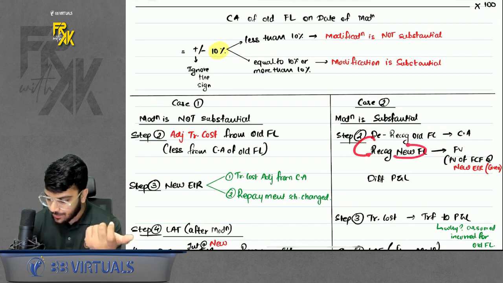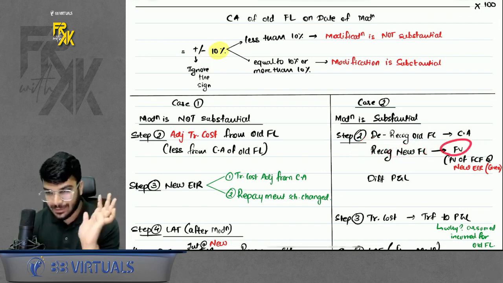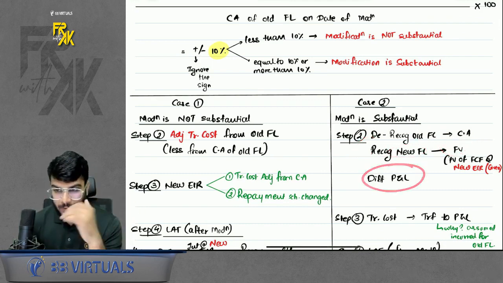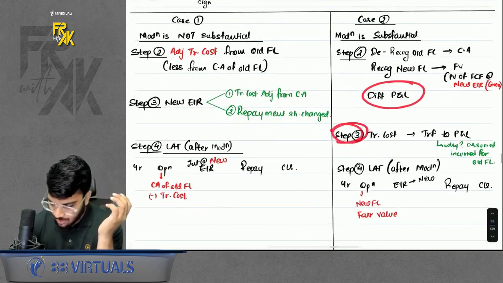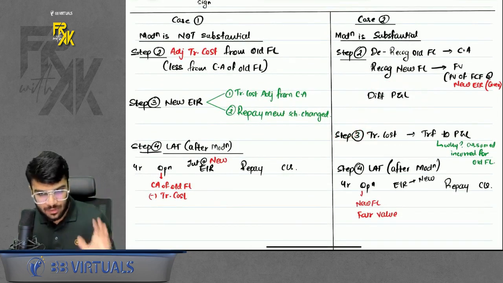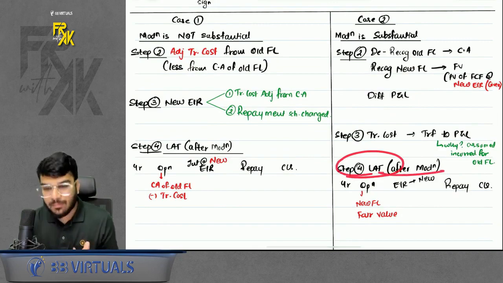You will record the new financial liability. How to find the values, I will teach you, don't worry. The difference will be transferred to profit and loss. Whatever transaction cost is there is directly transferred to profit and loss. And then prepare the LAT after modification.